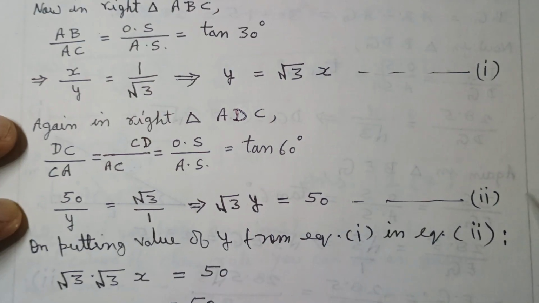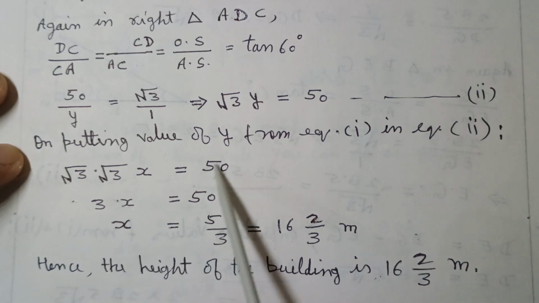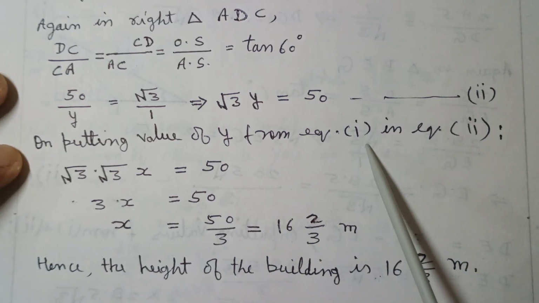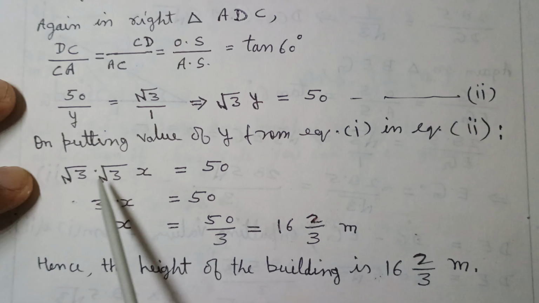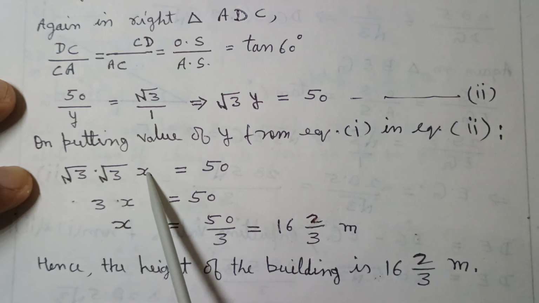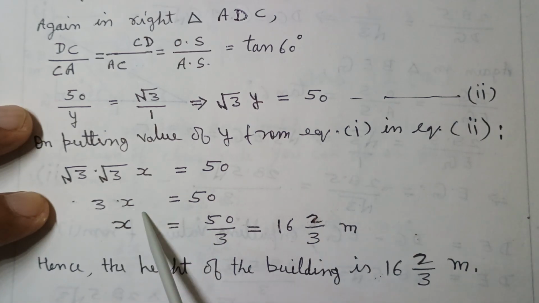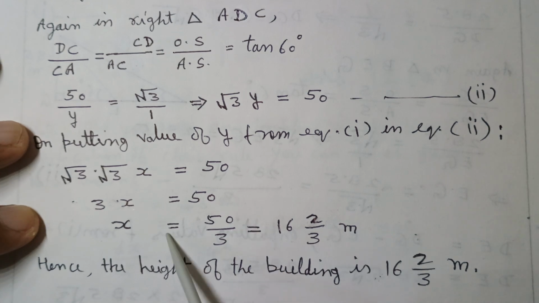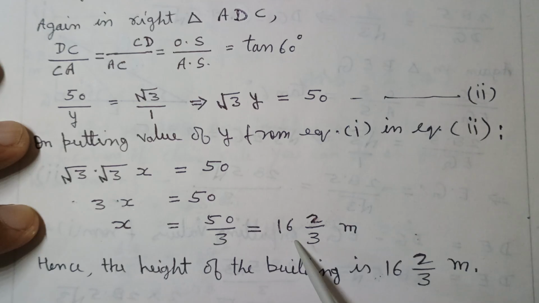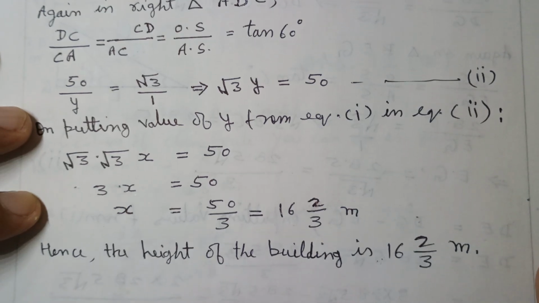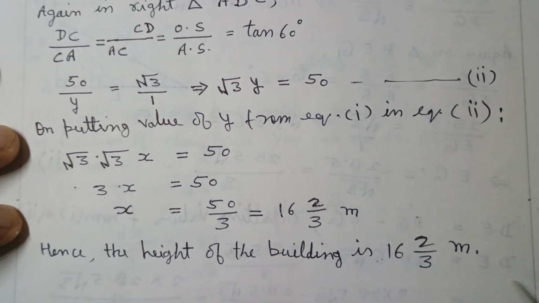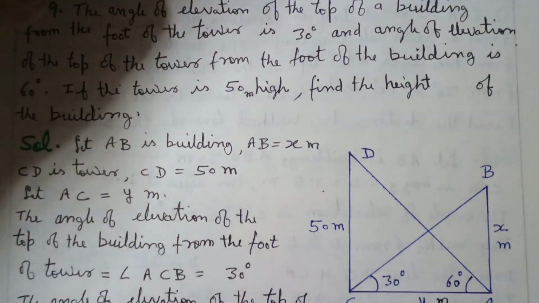On putting value of y from equation 1 in equation 2, under root 3 into under root 3 x is equal to 50. 3x is equal to 50. So x is equal to 50 by 3 is equal to 16 whole 2 by 3 meter. Hence the height of the building is 16 whole 2 by 3 meter. Now we will do the next question.